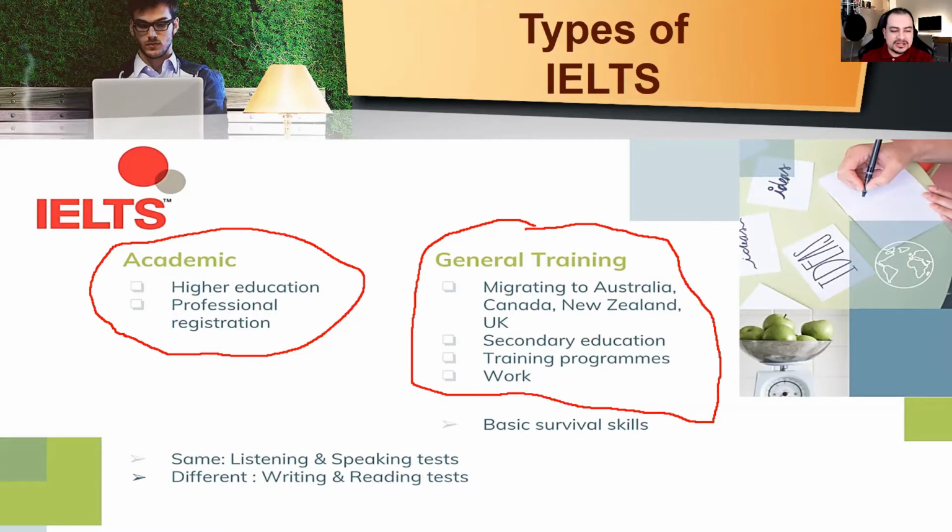And what are the differences and what are the similarities? Well, the similarities are that the listening and the speaking tests are the same, okay? There are no changes in that. And the differences are that the writing and reading tests are very different, okay? Usually the reading and writing tests for the academic IELTS are much harder, okay?